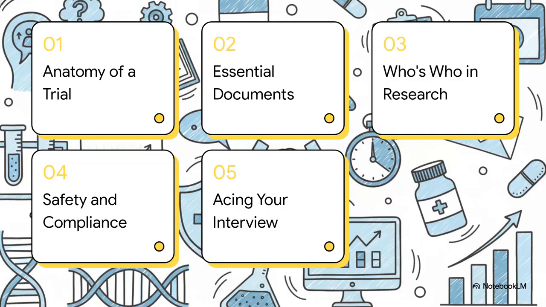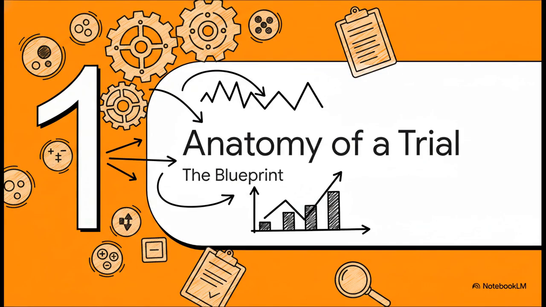All right, here is our protocol for today. We're going to start with the anatomy of a clinical trial, then move right into essential documents and data, and map out who's who in clinical research. After that, we'll tackle patient safety and compliance, before finally wrapping the whole thing up with acing your clinical ops interview. Okay, Section 1, Anatomy of a Clinical Trial, the blueprint.